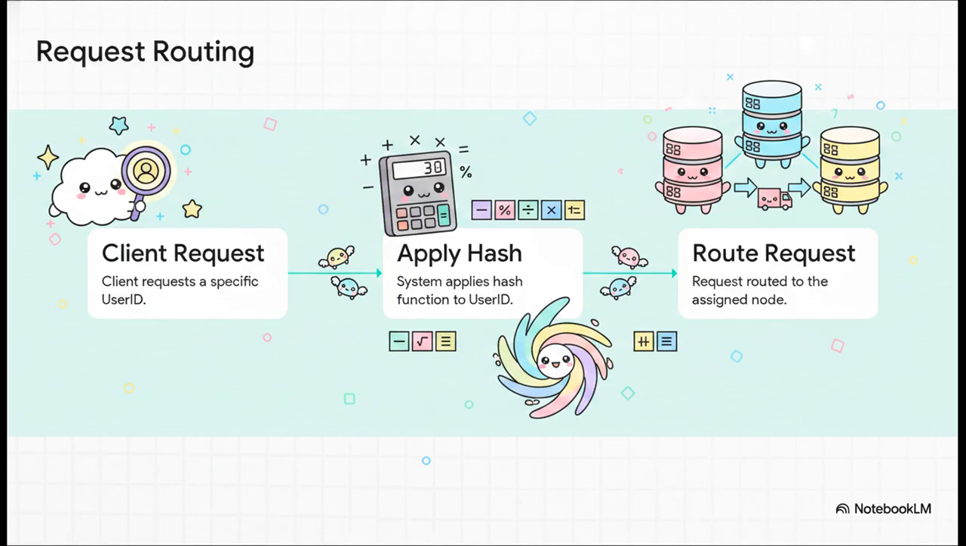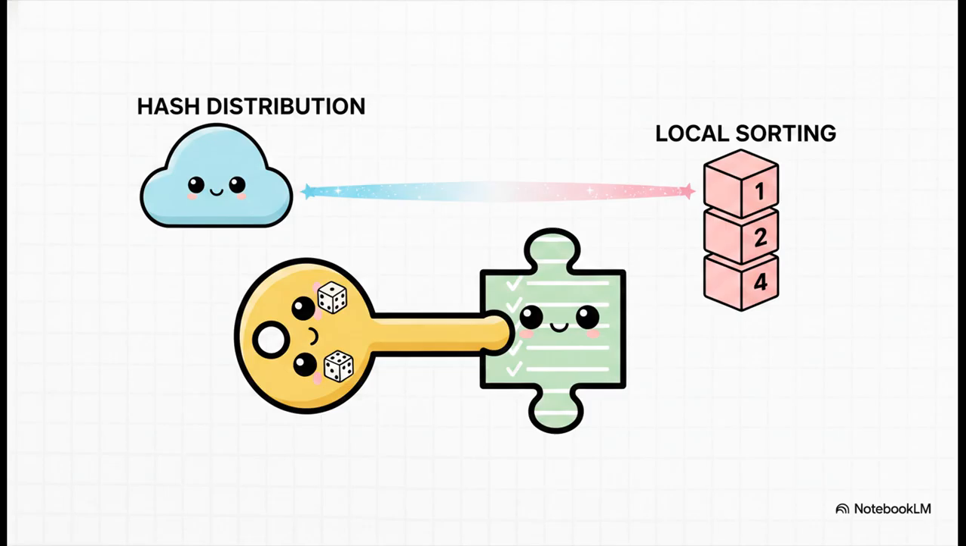When a client requests a profile for a specific user ID, the system takes that ID, applies our hash function to it, determines exactly which partition owns that resulting hash range, and seamlessly routes the request straight to the correct node. It's an incredibly fast, deterministic way to fetch data across millions of users without ever needing to check every single server. Now here's a totally brilliant workaround used by systems like Cassandra.